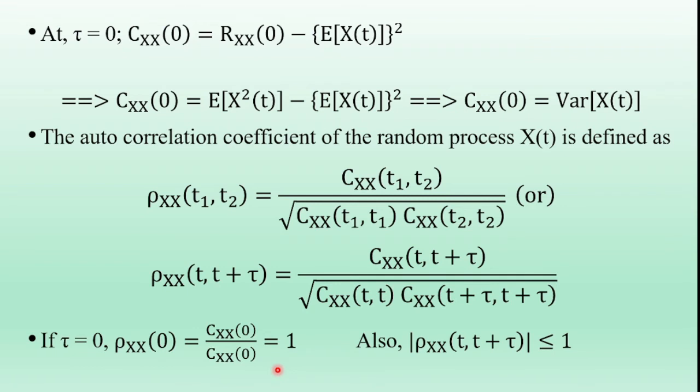So this is the concept of the autocovariance function of the random process x of t. Next we are going to discuss the cross-covariance function of the random process.